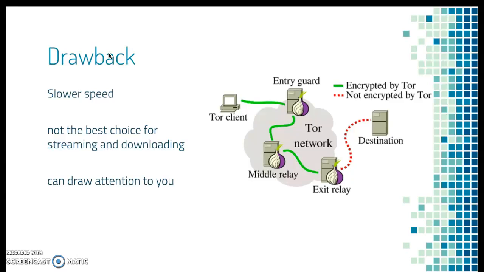Also, your ISP can't see what you are doing, but it can see that you are connected to Tor. This by itself can be enough to raise suspicions about what you are doing, even though you may just be legally using it to browse the internet.